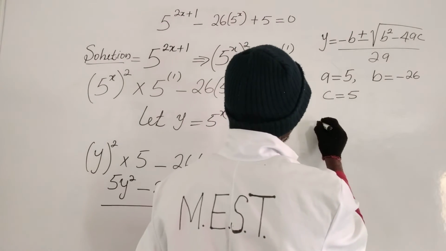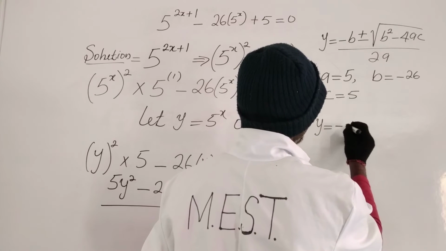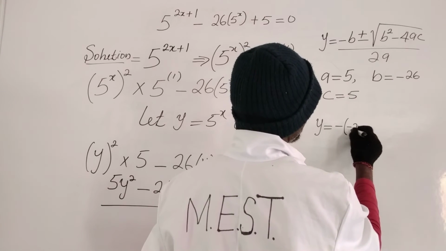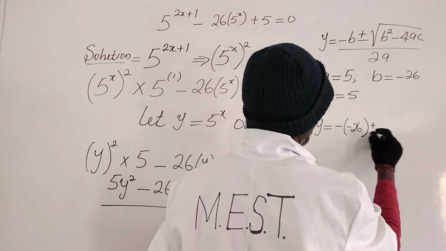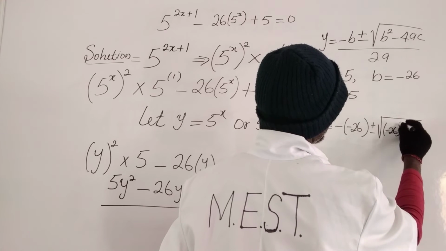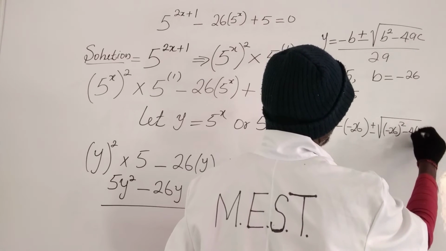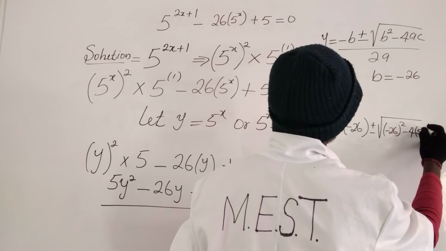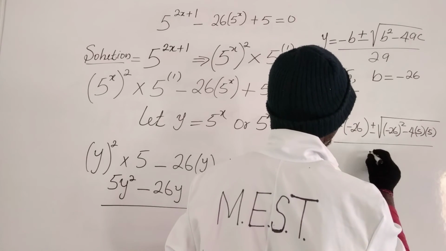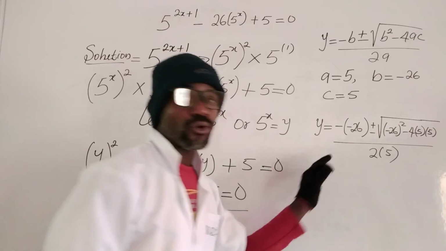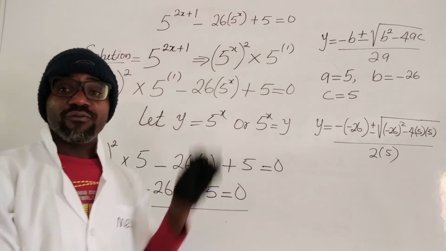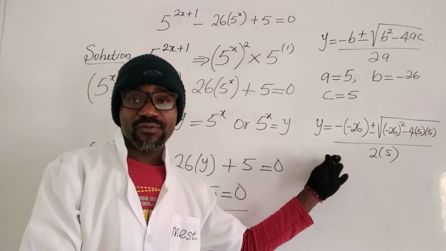Since we have identified this, the next thing is to substitute these values into the formula, and we go: y is equal to minus b, and b is minus 26, so we put minus minus 26, plus or minus the root of b squared, which is minus 26 squared, minus 4 times a, which is 5, times c, which is also 5, all over 2 times 5. So we have succeeded in substituting the values of a, b, and c into the formula. Very simple.